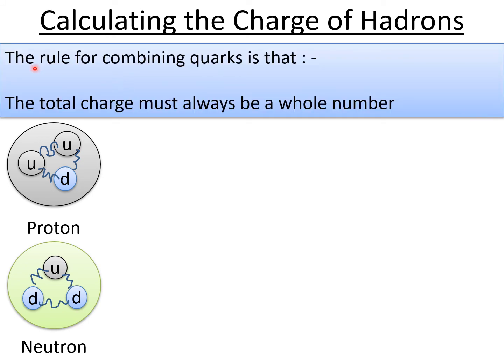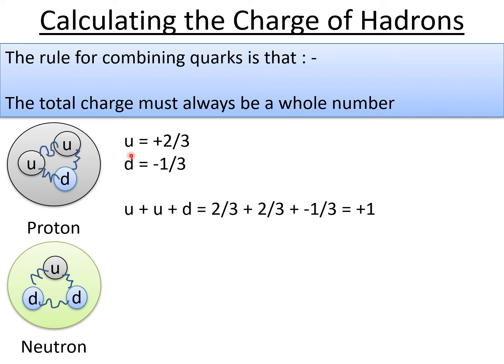So here's the reason. The rule for combining quarks is that the total charge must always be a whole number. What do I mean by that? Well, if we take the charge for an up quark and a down quark, remember it's plus 2/3 and minus 1/3, then for a proton, there are 2 ups and 1 down. So that's the same as saying, let's add 2/3 to 2/3 and add a minus 1/3. Now, if you do this in your calculator, we get the charge is +1. And that's actually really good because what is the charge of a proton?